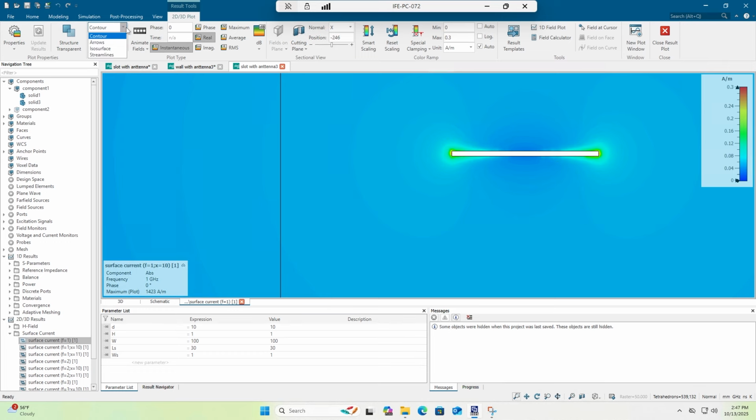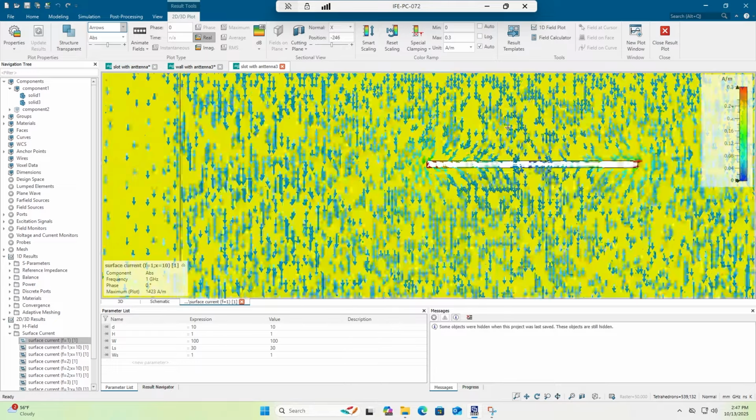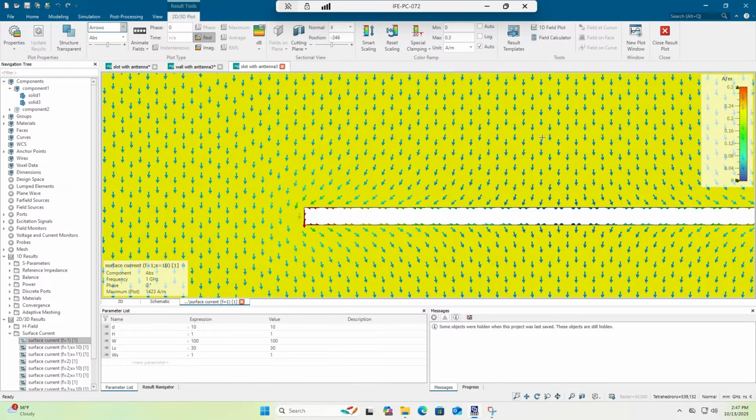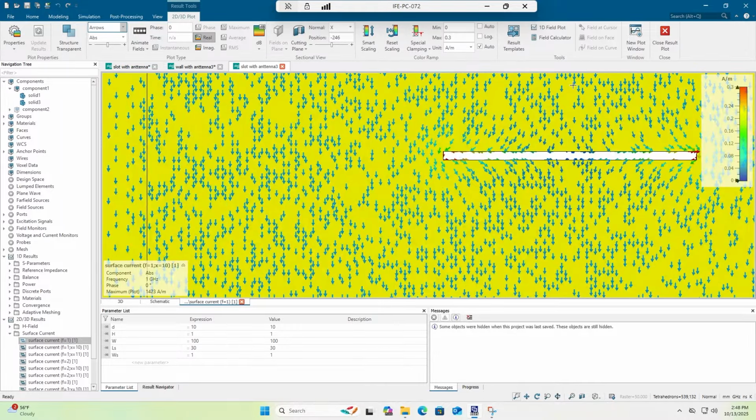And if I switch to the arrows mode, you can see the current lines. You can see the current pass like this, then the current circulates around the slot and then goes in this direction, and similar for the other end of the slot.